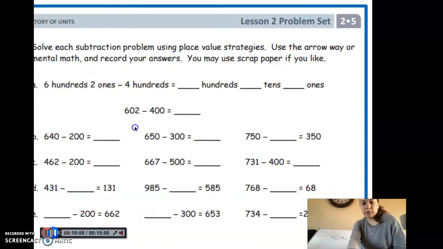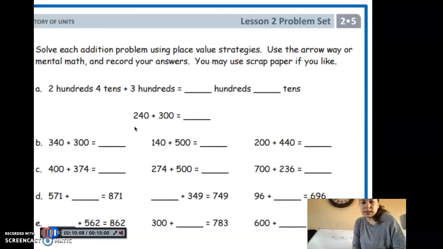So here we have our problem set. It says solve each addition problem using place value strategies. Use your arrow way or mental math and record your answers. You may use scrap paper if you like. So part A has 2 hundreds, 4 tens, and 300 plus 3 hundreds equals how many hundreds and how many tens. Now, this is the same thing that we were just doing, but they're using the unit form. So when it's written in words. Then they have 240 plus 300. And then they have different ones for B, C, D, and E.